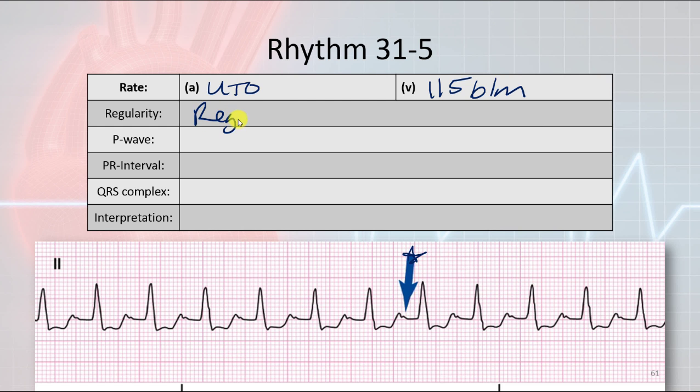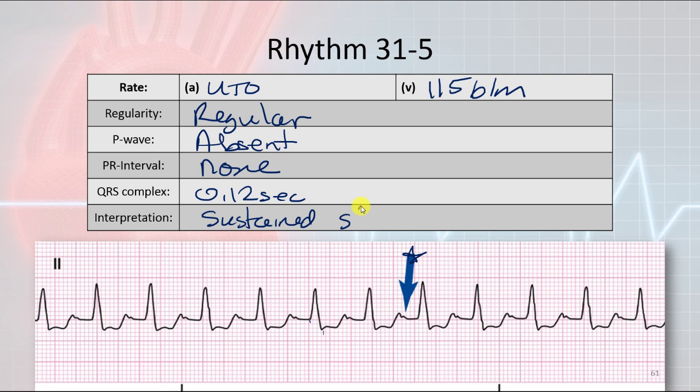Regularity is going to be regular. P waves are going to be absent. PR interval is going to be none. QRS complex: to determine the QRS width, this is where it would begin, right about halfway through that box, and it would end right down here. In this case, the QRS width looks to be about 0.12 second. Interpretation: sustained, slow because of the heart rate, VTach.